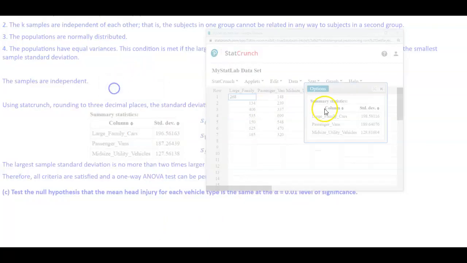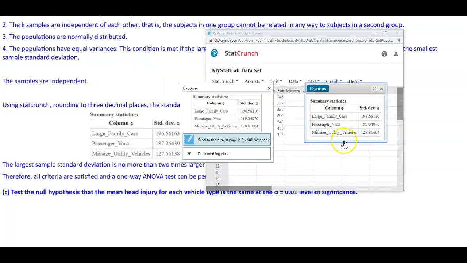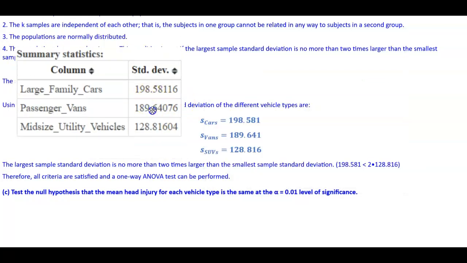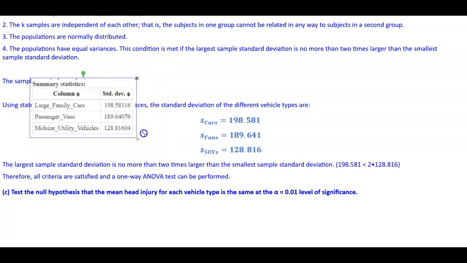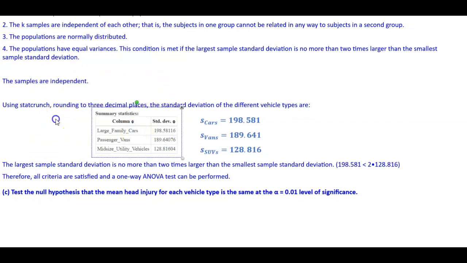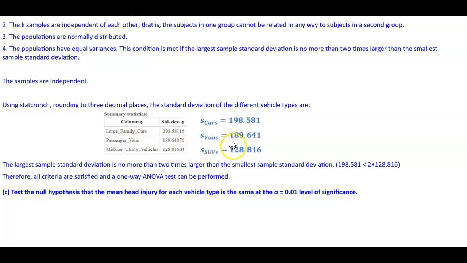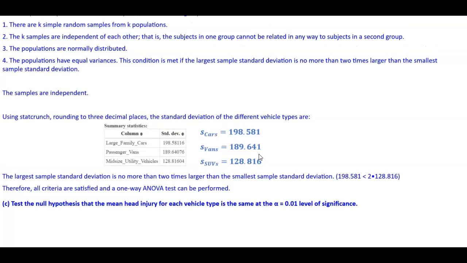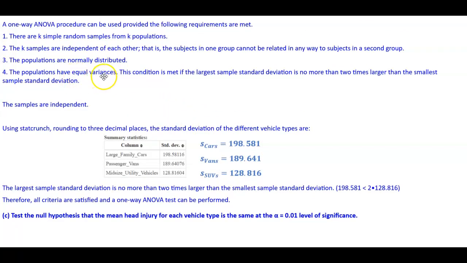Let me go ahead and make sure that that is correct. So again, the standard deviation for the large family cars is 198.581. We know that the passenger vans is 189.641 for the standard deviation, and the midsize utility vehicles is 128.816. Now, the largest sample standard deviation is no more than 2 times larger than the smallest sample standard deviation. That means the 198.581 is smaller than 2 times the smallest sample standard deviation. Now, again, we also want to make sure that they're normally distributed and the populations have equal variances.